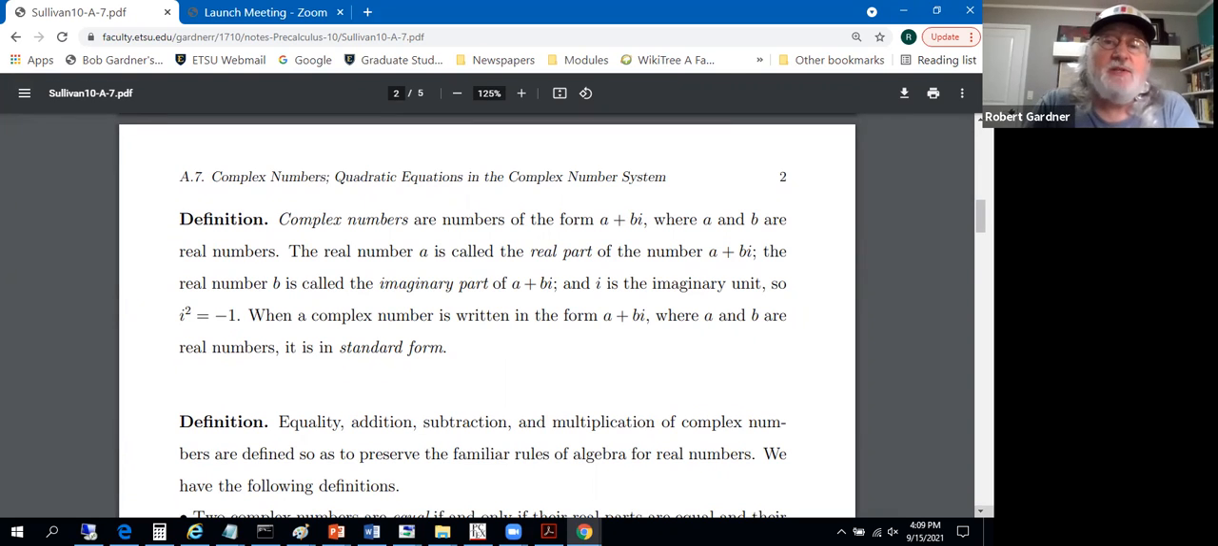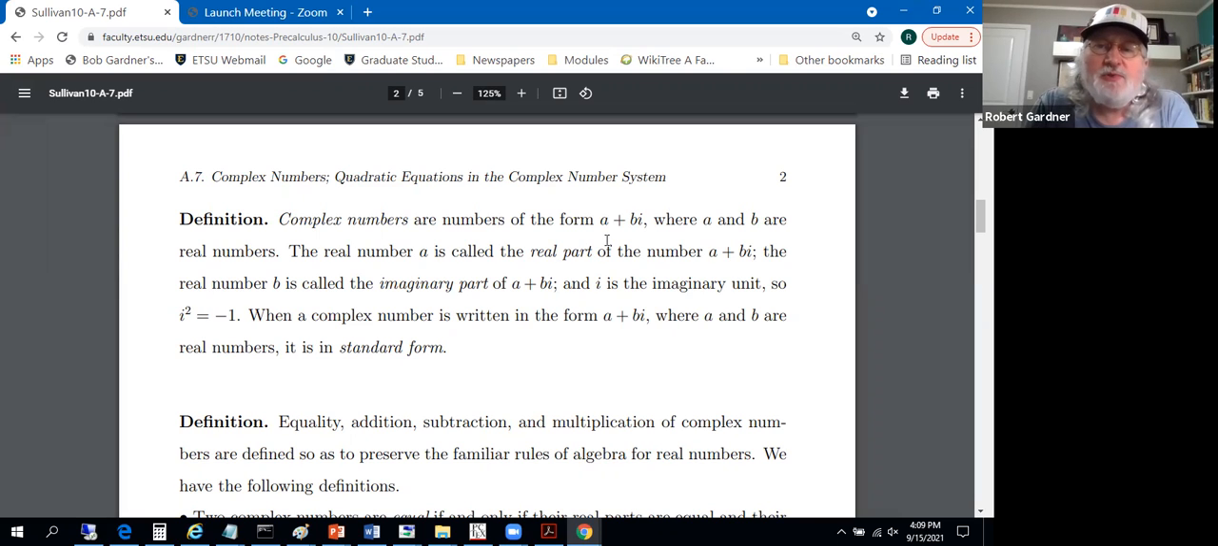So back to the complex numbers. Complex numbers are numbers of the form a plus bi, where a and b are real numbers. The real number a is called the real part of this complex number, and the real number b is called the imaginary part of this complex number. So real and imaginary parts of complex numbers are themselves real.